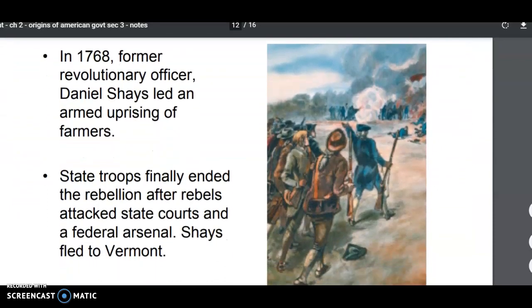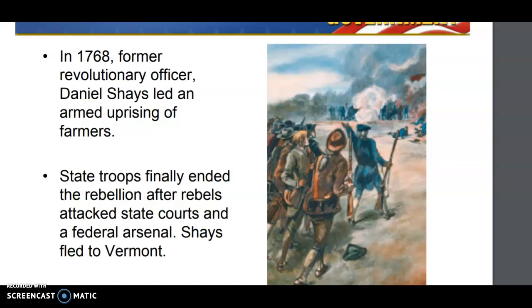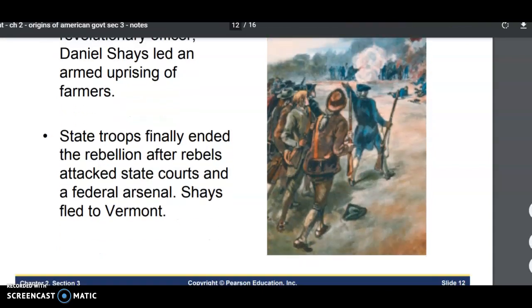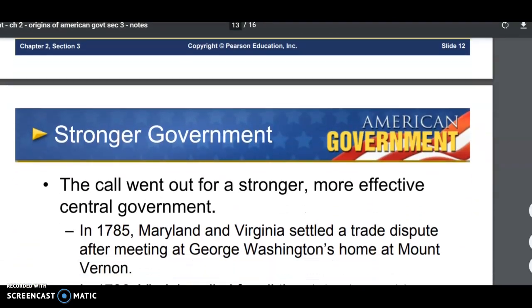This slide talks a little bit about Shays Rebellion. It was named after Daniel Shays. He led the armed uprising of farmers. State troops eventually ended the rebellion after the rebels attacked state courts and federal arsenals. Daniel Shays fled to Vermont. So you don't really need to know that. That's just kind of extra information. You just need to know that the economic crisis led to Shays Rebellion.